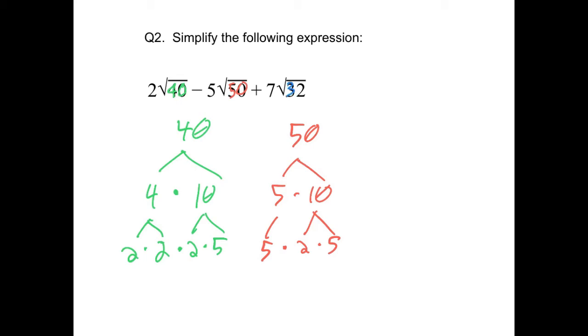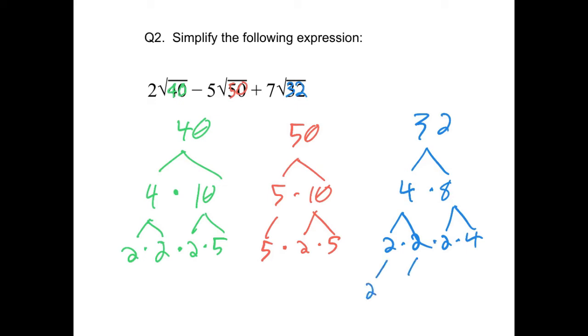And finally, let's do our prime factorization for 32. So two numbers that multiply together to give us 32. 4 times 8 would work. 4 can be broken down into two prime numbers, 2 times 2. 8 can be broken down into 2 times 4. And to finish this, while most of these values are prime, 4 is not.